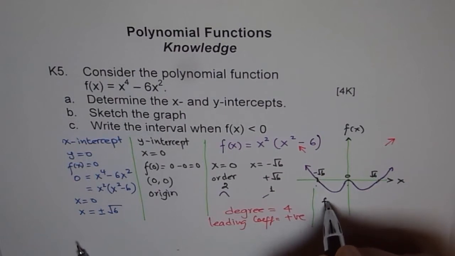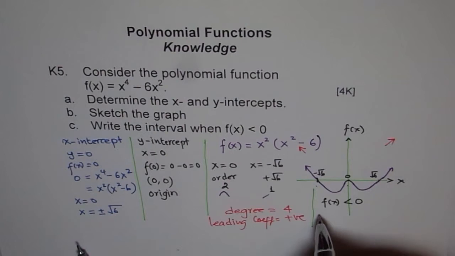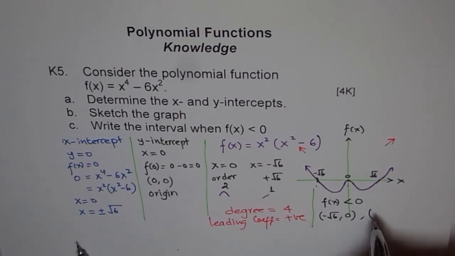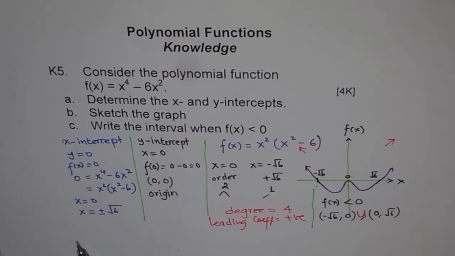So part C, the answer should be, let me write here one more line, okay? We are now trying to give the answer for f of x less than 0. So we have this interval which is between minus square root 6, not including, to 0, and 0 to square root 6. It's good to use the union sign here, right? Which means and. This and this, okay? That's the interval when f of x is negative. Less than 0 means negative, got it?